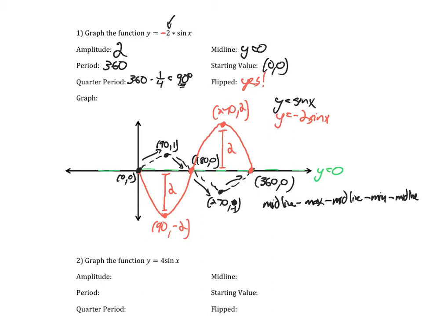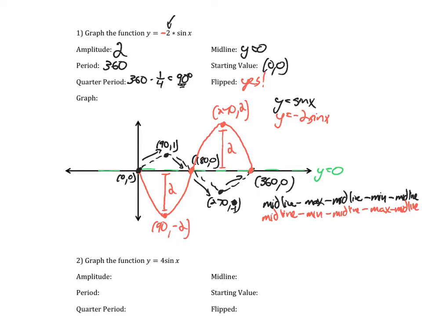What did the negative do? I still started the same place. It still starts on the midline. But instead of going to a max first, I went to a min first. And then I went back to the midline. Then I went to a max. And then I went to a midline. So just notice, instead of going to a max, I go to a min. But notice the amplitude was the same.